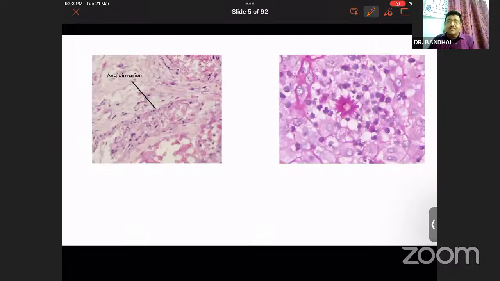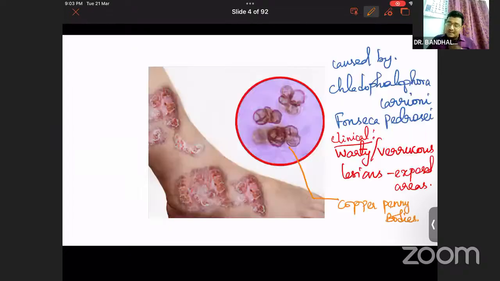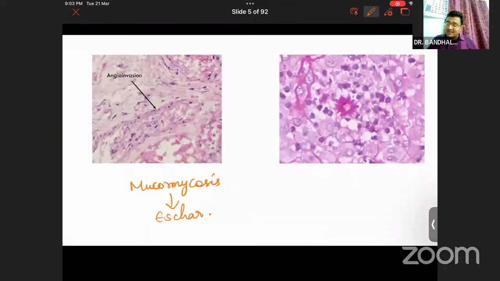Another option given was angioinvasion. Angioinvasion is characteristically seen in mucormycosis. That's why mucormycosis lesions have an eschar: because of angioinvasion there is thrombosis, so there is an eschar. Then another option was asteroid bodies. Asteroid bodies are seen in a fungal infection known as sporotrichosis. Other than that, asteroid bodies are seen in sarcoidosis.